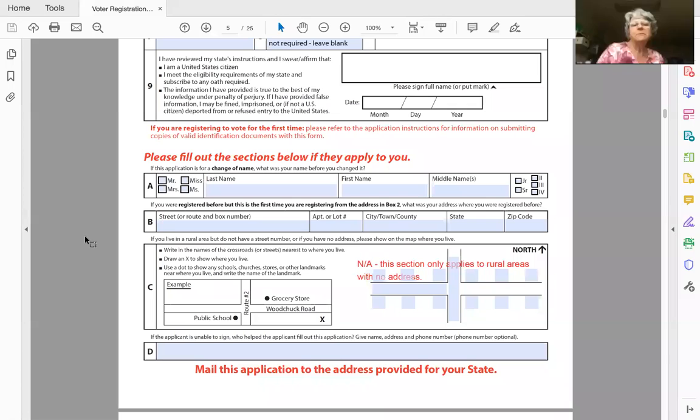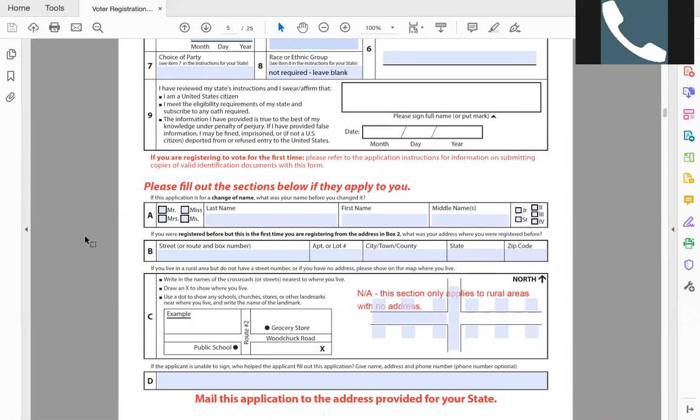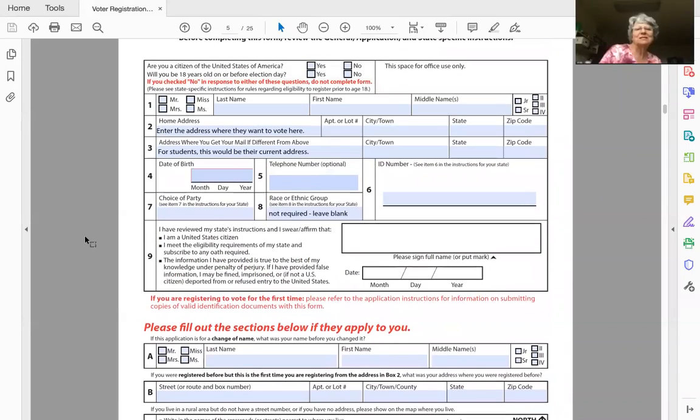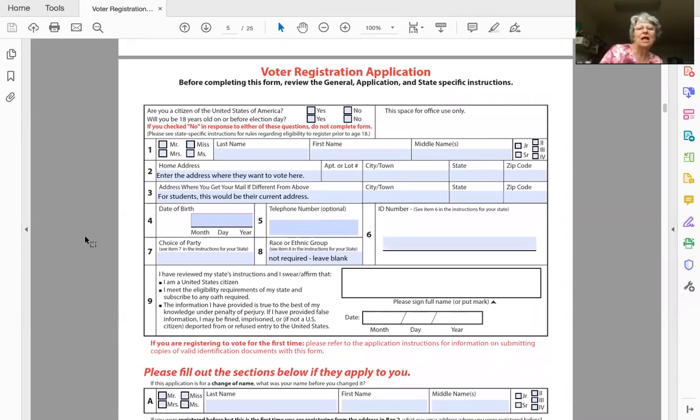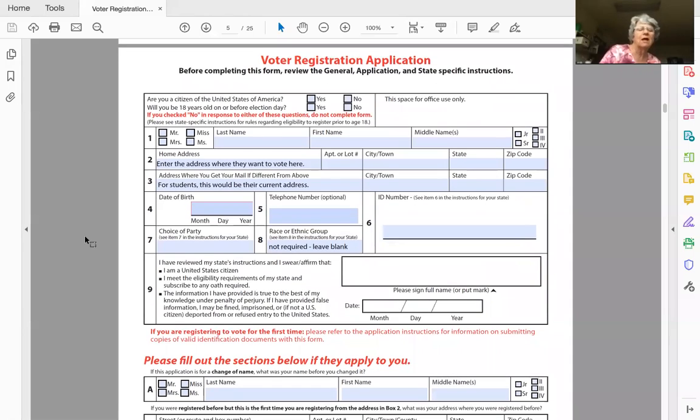On the Kansas, go ahead. Yeah, I wanted to ask about the address. My assumption is that address needs to be a physical address. And so a post office box then would go in line 3 if people use that as their mailing address.